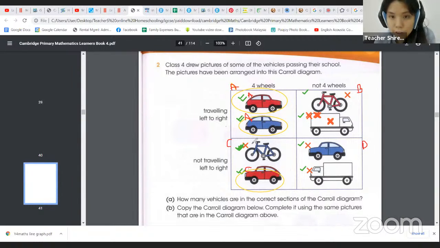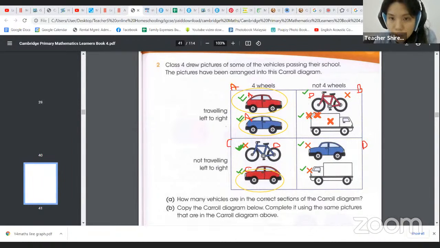Okay, let's do the rest. This one correct, one wrong. Means not traveling left to right is correct, but four wheels is wrong. So this one I have to move to B. Got it? Okay, this one is not four wheel, which is correct. It's over here, but it's not traveling left to right. It's traveling right to left. So this one have to move down here. So move to B. Got it?